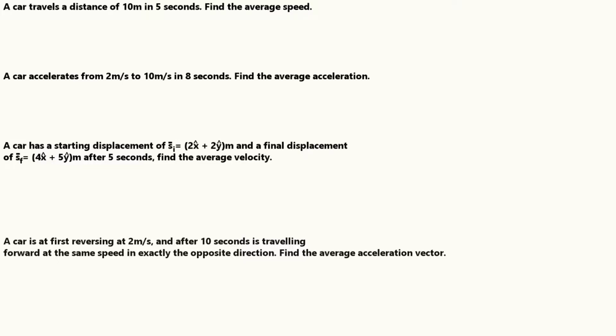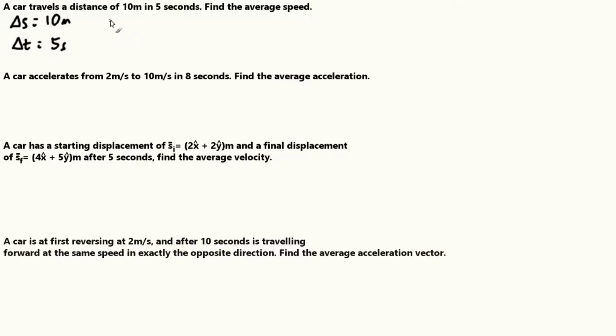Let's have a go at a couple of mathematical examples. Firstly, a car travels a distance of 10 meters in 5 seconds. Find the average speed. We know that it travels a distance of 10 meters, so therefore the change in distance, delta s, is equal to 10 meters. Secondly, we know that the change in time, delta t, is equal to 5 seconds.